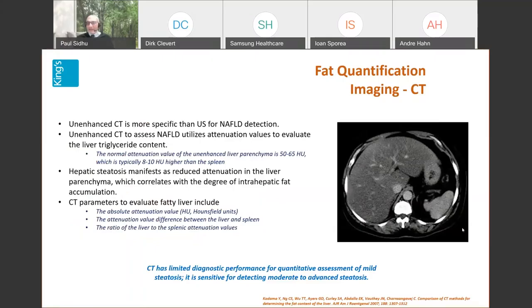How does CT work? Well, CT has been around for quite some time looking at fatty liver, and it's very easy to pick out that low attenuation fatty liver. Using unenhanced CT, the normal attenuation value of the liver parenchyma is 50-60 Hounsfield units, and typically the spleen is higher. But steatosis manifests itself as a low attenuation. You can evaluate a fatty liver by the absolute attenuation value, the attenuation value differences between the liver and the spleen, or the ratio of the liver to spleen attenuation values. But it has limited diagnostic performance for quantitative assessment of mild steatosis. It's better at detecting moderate to advanced steatosis.